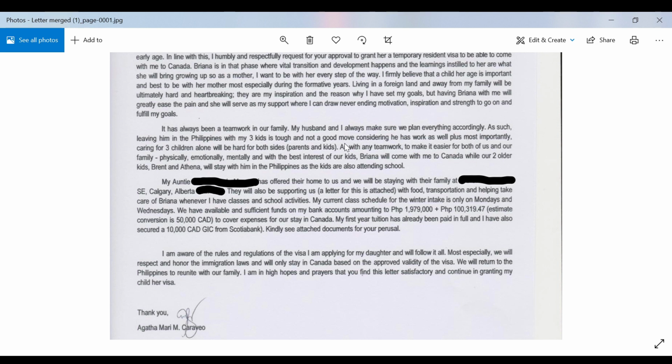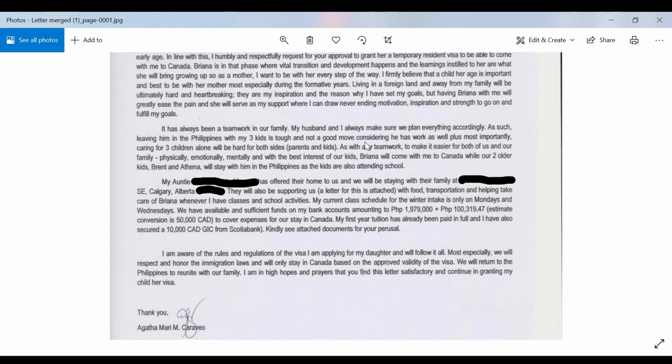We have available sufficient funds in my bank accounts amounting to 1,979,000 pesos plus 100,319 pesos. Estimate conversion is 50,000 Canadian dollars to cover expenses for our stay in Canada. My first year tuition has already been paid in full, and I have also secured a 10,000 Canadian dollars GIC or Guaranteed Investment Certificate from Scotiabank. Kindly see attached documents for your perusal.